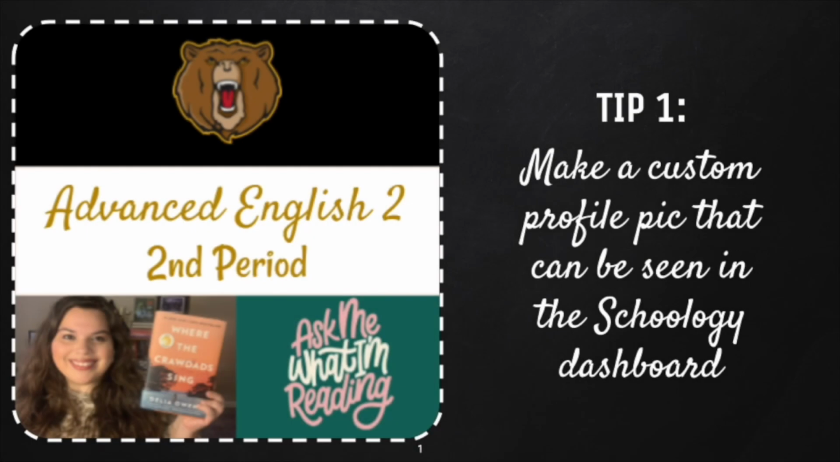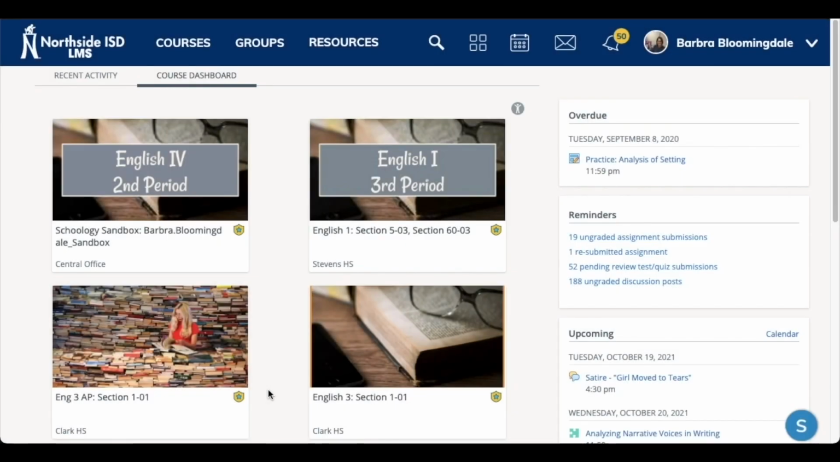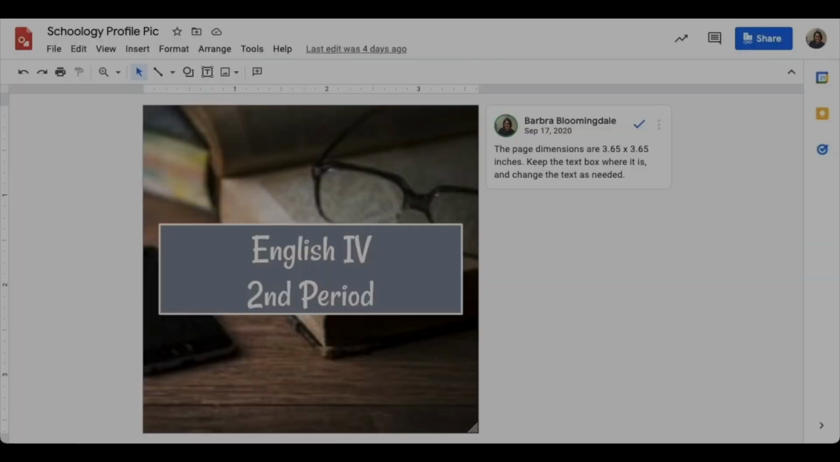Tip number 1 is to create a Schoology profile pic that's going to allow you to see your subject matter and your class period at a glance. If you're using the same image for every section, it can be really hard to tell them apart from the dashboard. So one thing you can do to make that a lot easier on yourself is add a text box to your profile pic that shows you which class period is which.